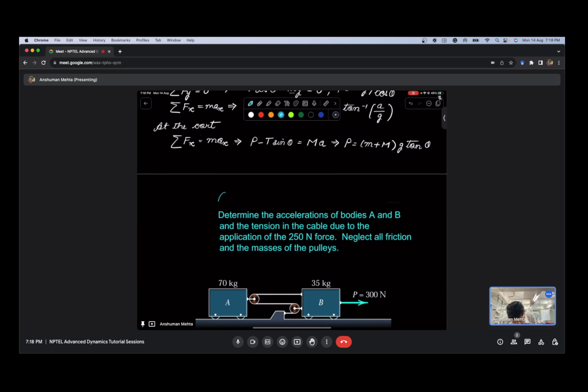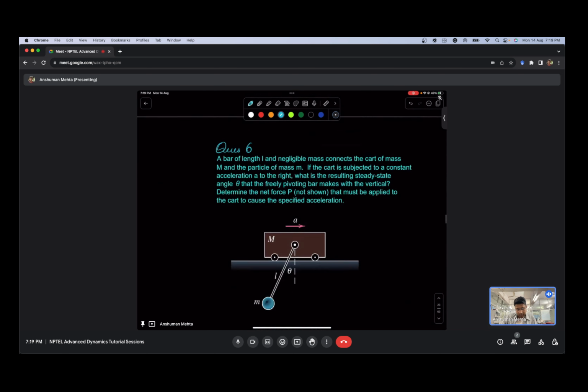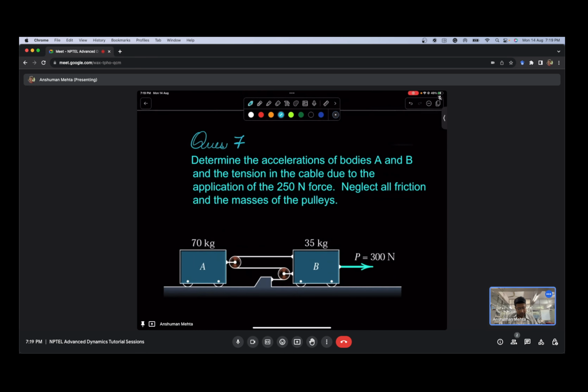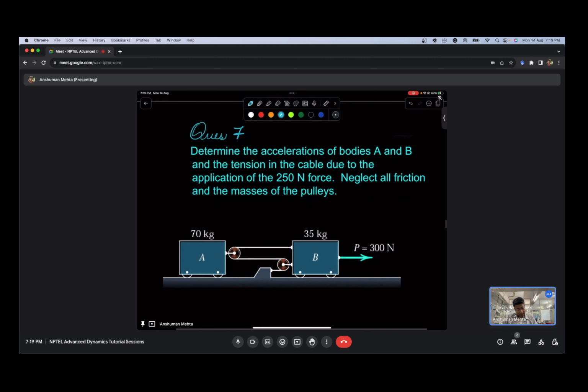So now starting question number, which one was the previous one? 6, 7. Here it's asked to determine the acceleration of bodies A and B and tension in the cable due to the application of 300 Newton force. Neglect all friction and the masses of the pulley.